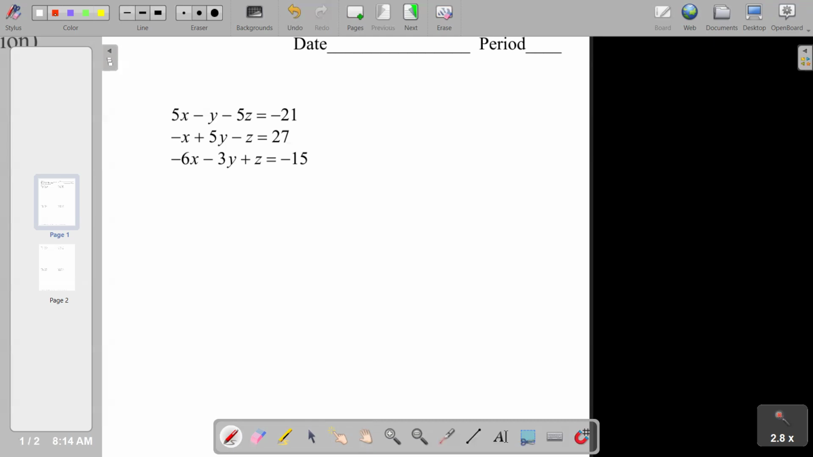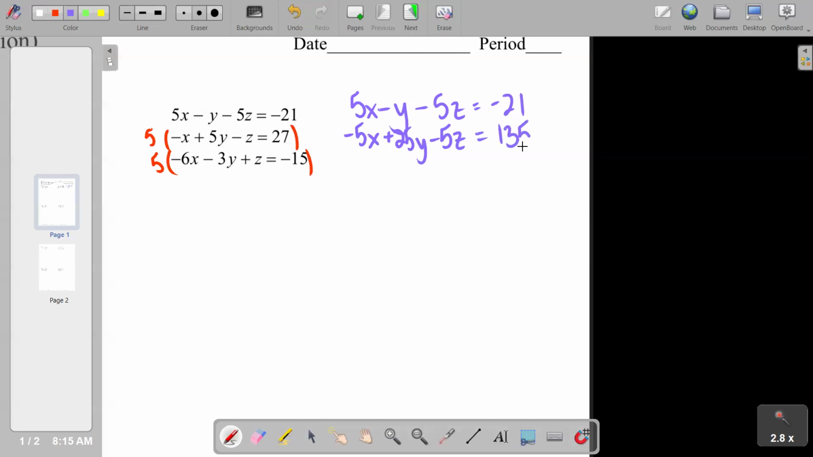Okay, so you must have, and you can stop me when you and I veer off course, I assume you multiplied both of these equations by 5. Okay, so then this one stays the same. And then we get -5 of those, 25 of those, -5 of those, and 135 of those. And then on the bottom, we get -30, -15, 5, and -75. Are we still on the same page?